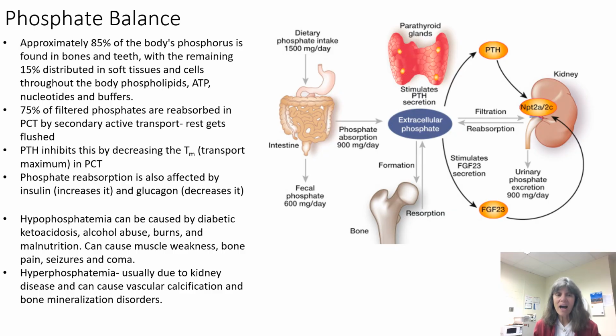In conditions of hypophosphatemia, that's usually caused by diabetic ketoacidosis, alcohol abuse, burns, malnutrition, where the individual experiences things like muscle weakness, bone pain, seizures, and even coma. Hyperphosphatemia is usually due to kidney disease and can cause calcification of blood vessels as well as bone mineralization disorders.